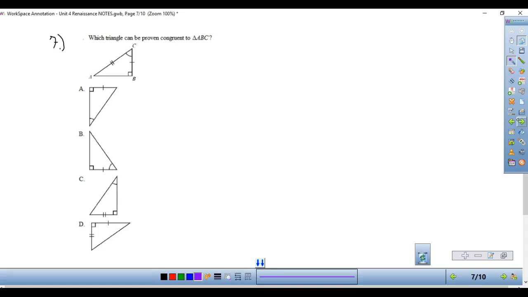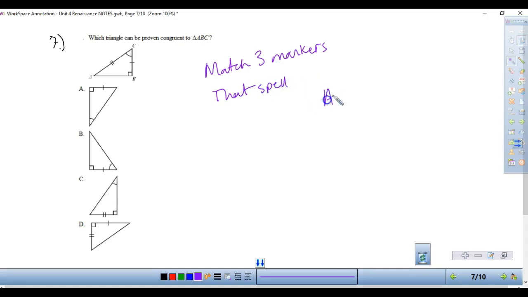Alright, now these are all about matching three markers, okay? There will be 4 sometimes or 5, but you only have to match 3 of them that spell a legal congruency rule. So the legal ones are angle, angle, side, angle, side, angle, side, side, side, side, angle, side, or you've got your HL if you've got a right triangle, which we do have here. So this might work for HL.